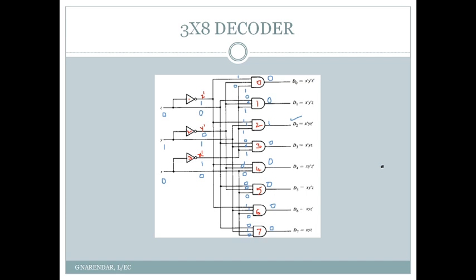And after obtaining these expressions, we have drawn the combinational logic circuit for the 3 by 8 decoder, and we explained the working of the decoder by applying one particular code at the input of the decoder. And we have shown that only one output line corresponding to that particular code applied at the input will go high, and the remaining output lines will be at 0. And this completes the working of the 3 by 8 decoder.